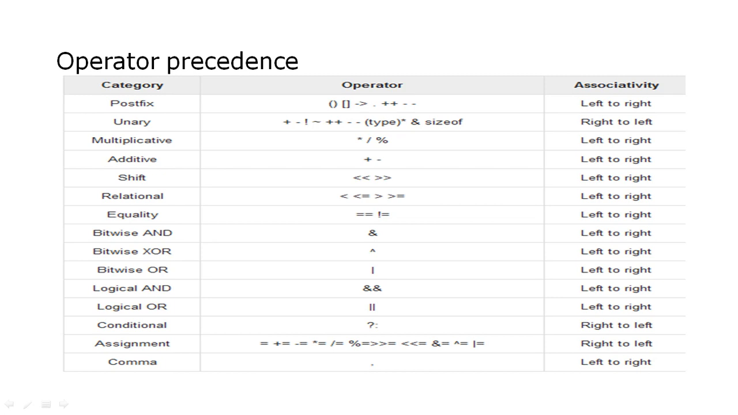Just see this chart. Operator precedence chart: postfix, unary, multiplicative, additive, shift, relational, equality, bitwise AND, bitwise XOR, bitwise OR, logical AND, logical OR, conditional, assignment, comma.